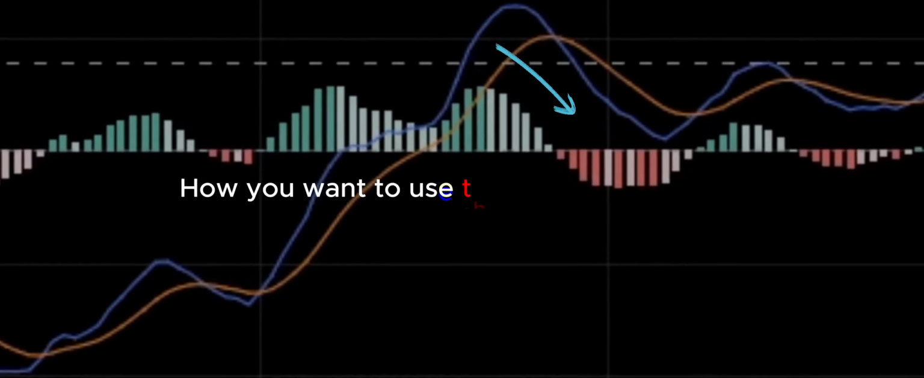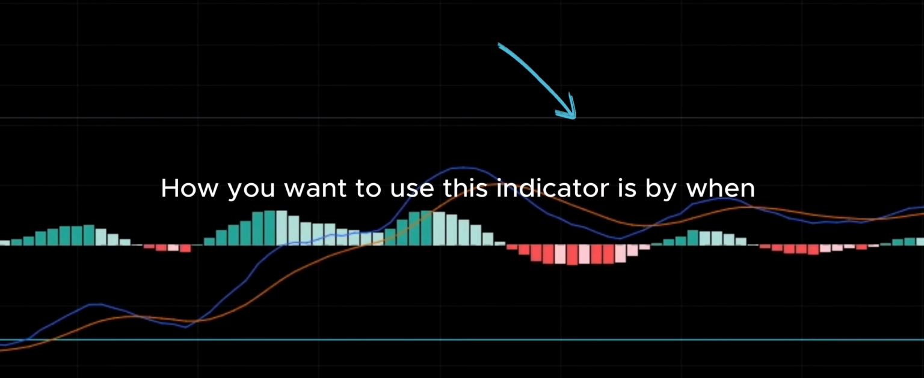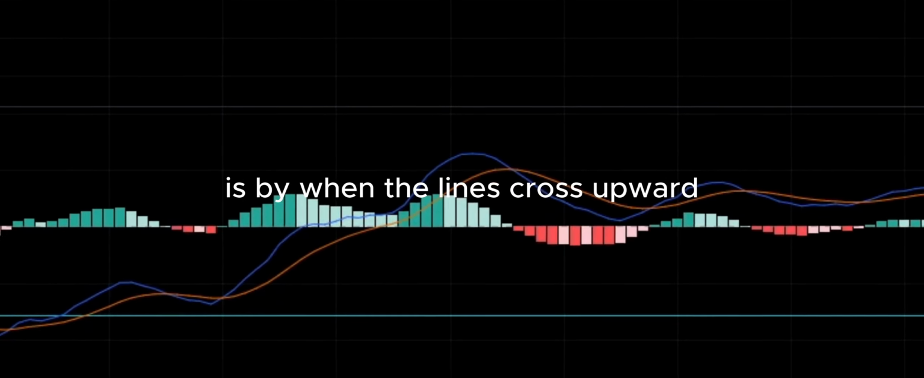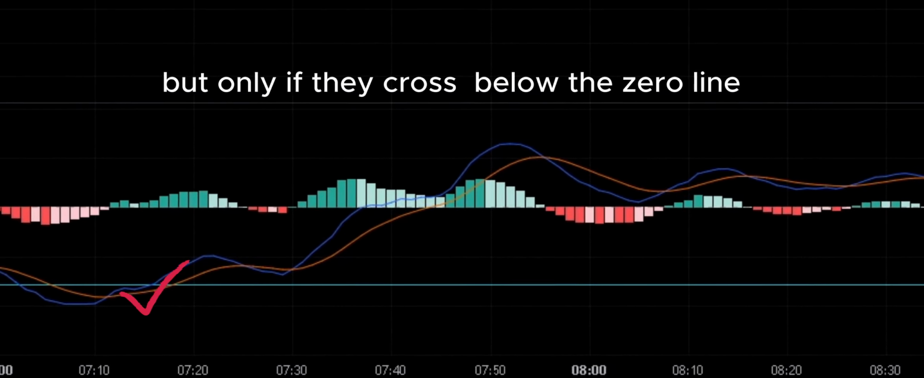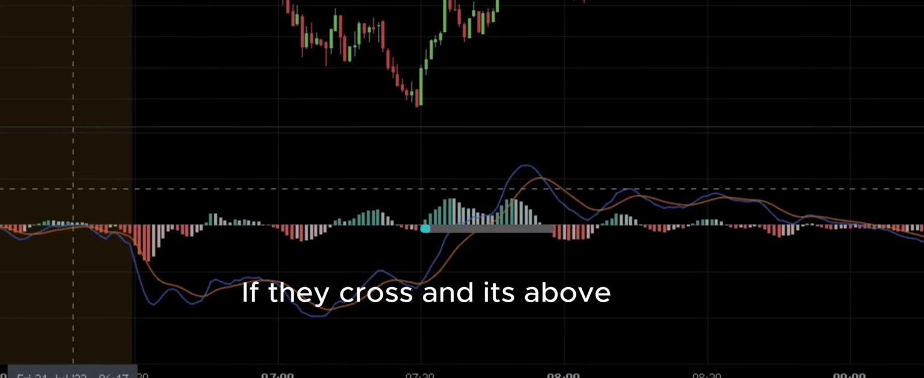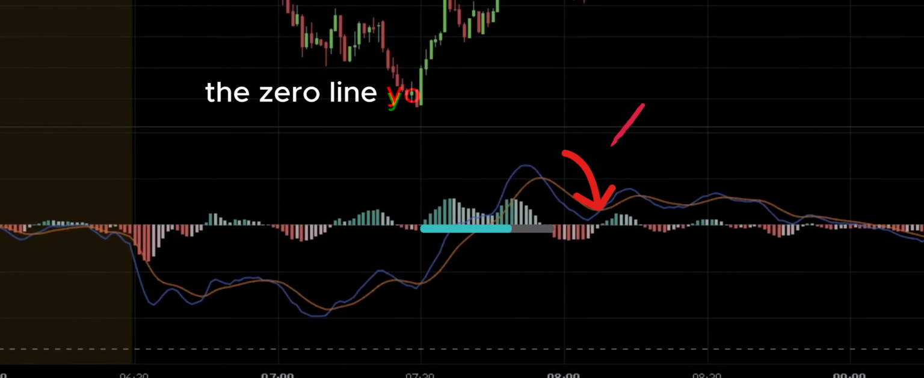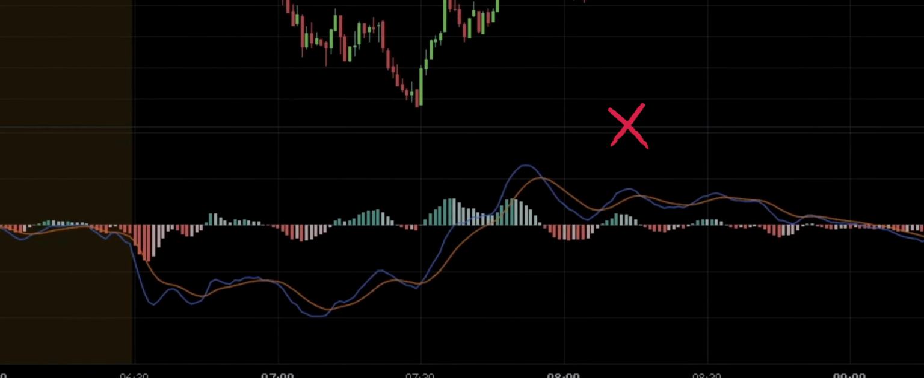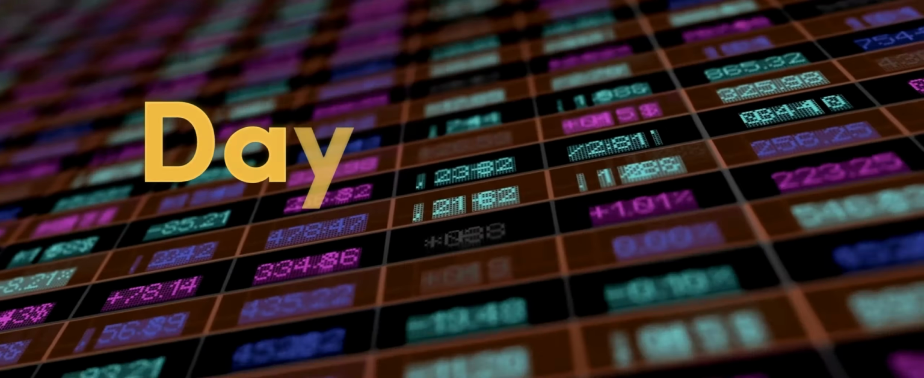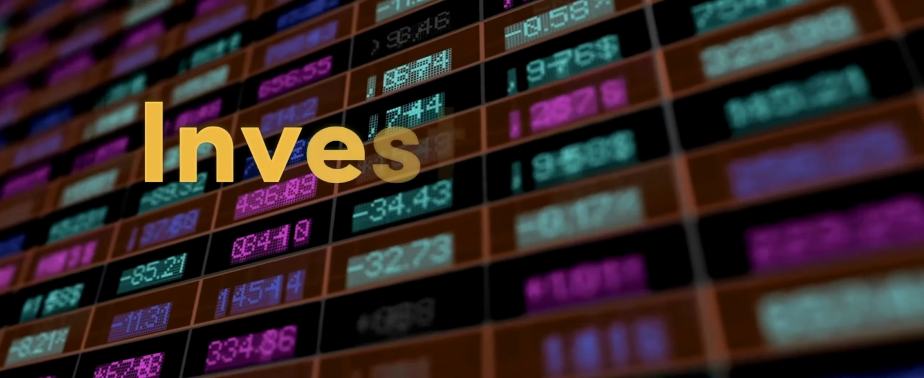How you want to use this indicator is when the lines are crossing upward, but only if they cross below the zero line. If they cross and it is above the zero line, you would not enter a trade. It is the same thing with shorting. You only enter a short trade if the lines are crossing downward.